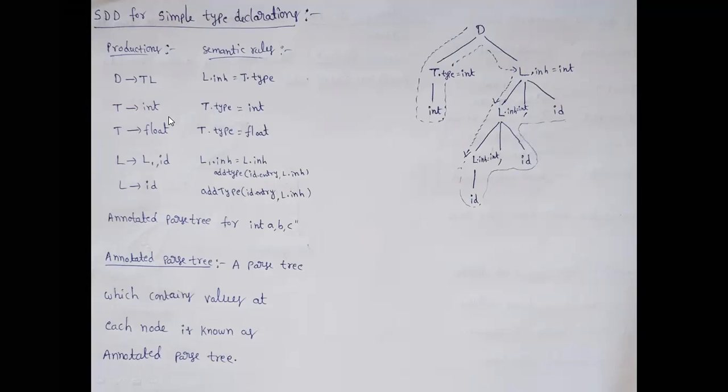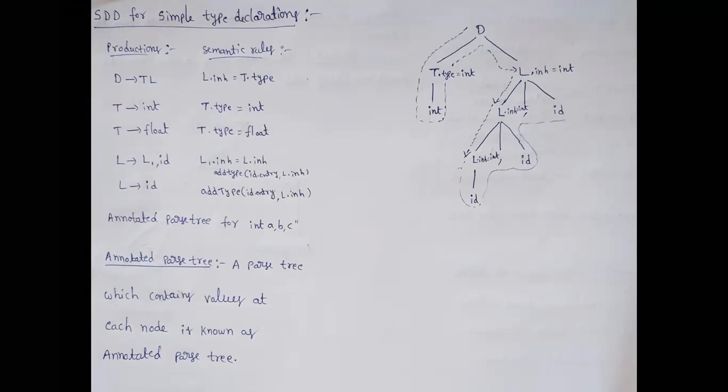Okay, so we have to construct the annotated parse tree for int a comma b comma c. So this is the given input string. Okay, so what is an annotated parse tree? A parse tree which contains values at each node is known as an annotated parse tree. First we construct the parse tree, then that parse tree we convert into the annotated parse tree.